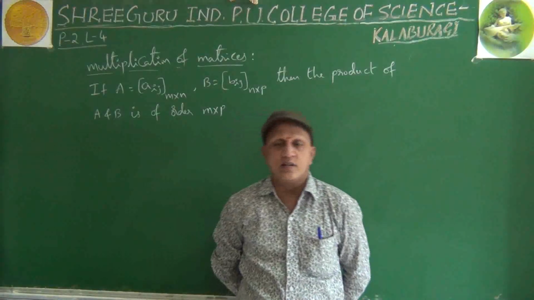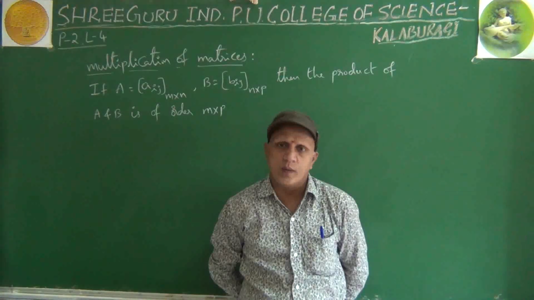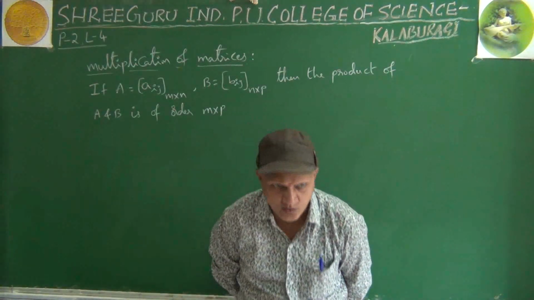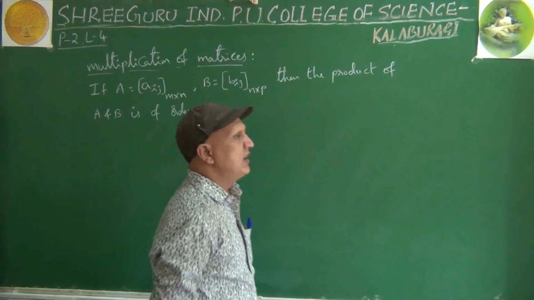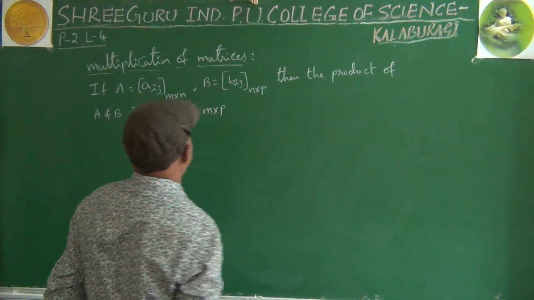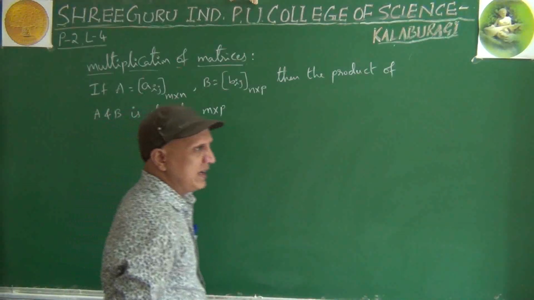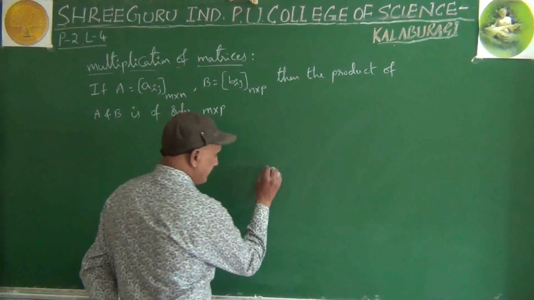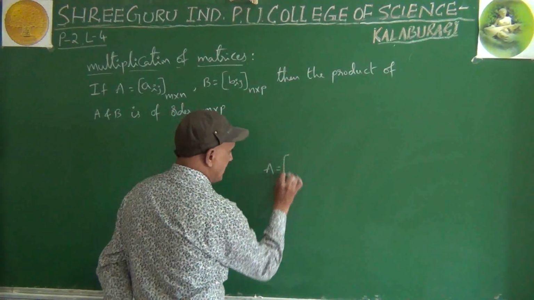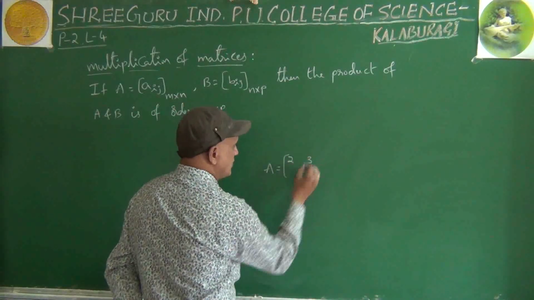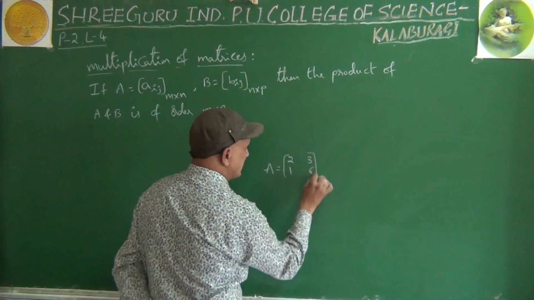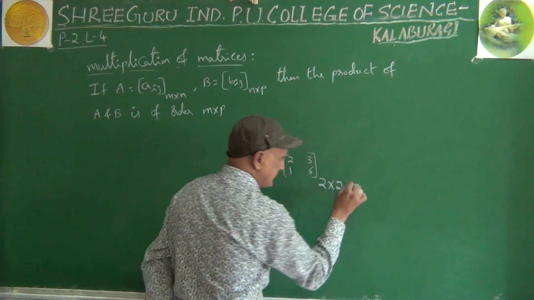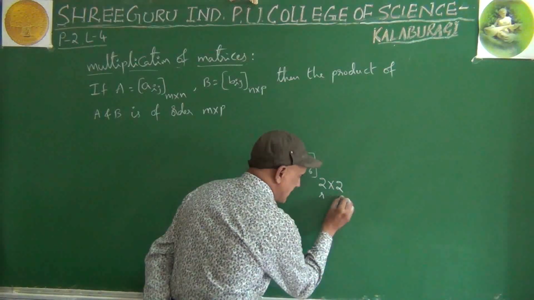Let us check addition and subtraction. If you want to add any two matrices, then order should be same. If you want to subtract any two matrices, order should be same. If you want to multiply any two matrices, for example, capital A equal to 2, 3, 1, 6. What is the order of this matrix? 2 by 2. These are rows, these are columns, right?